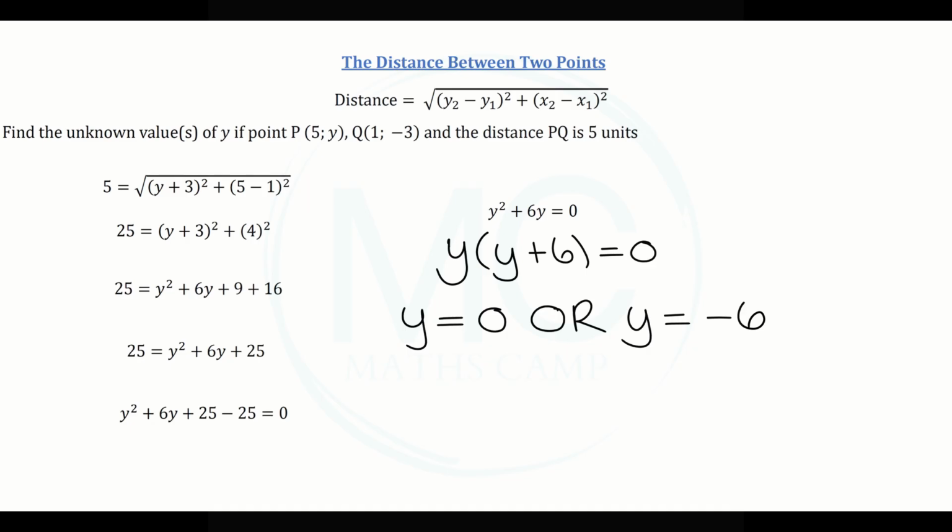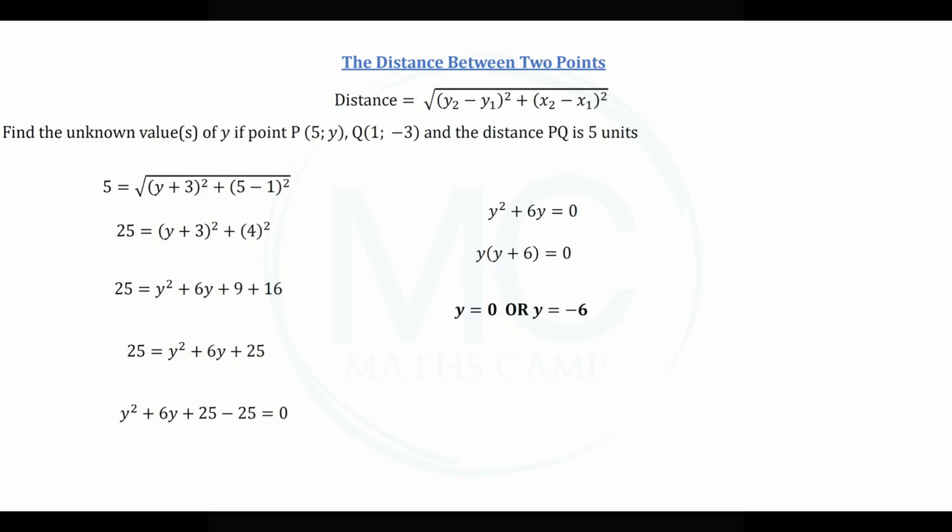We have not been given a diagram of exactly where point P lies, nor have we been told if y is positive or negative. So in this case, y could be 0 or it could be -6. And this is our final answer.